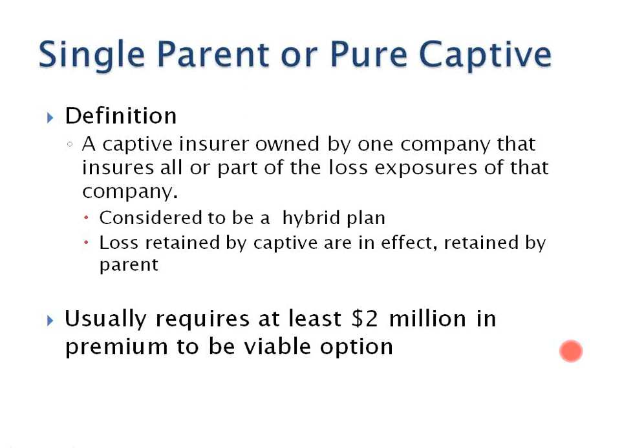A single parent captive usually requires at least $2 million in premium to be viable. The reason the $2 million is the mark is because of all the feasibility and setup costs, all those types of things. There's really no tax benefit for most organizations until you have a pretty large premium that you would be paying anyway, and it's probably better to just be self-insured at that point.